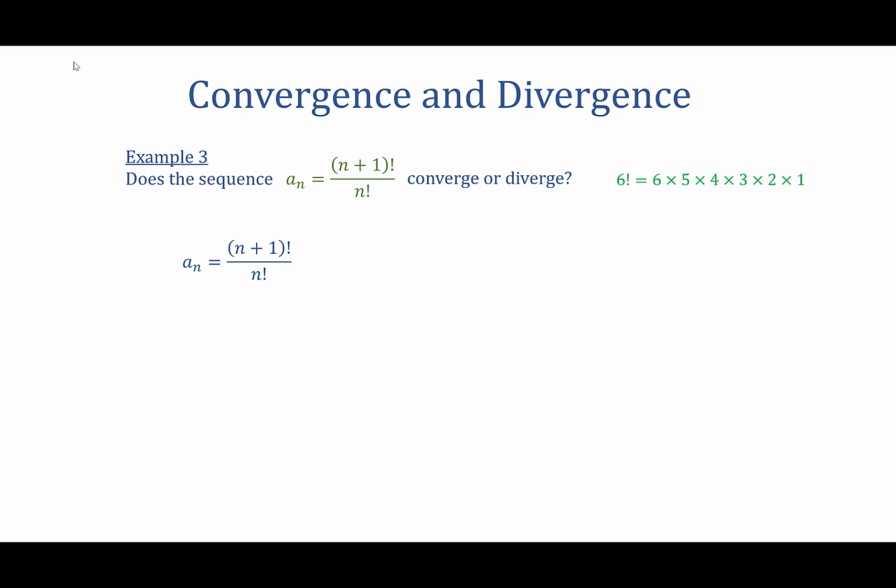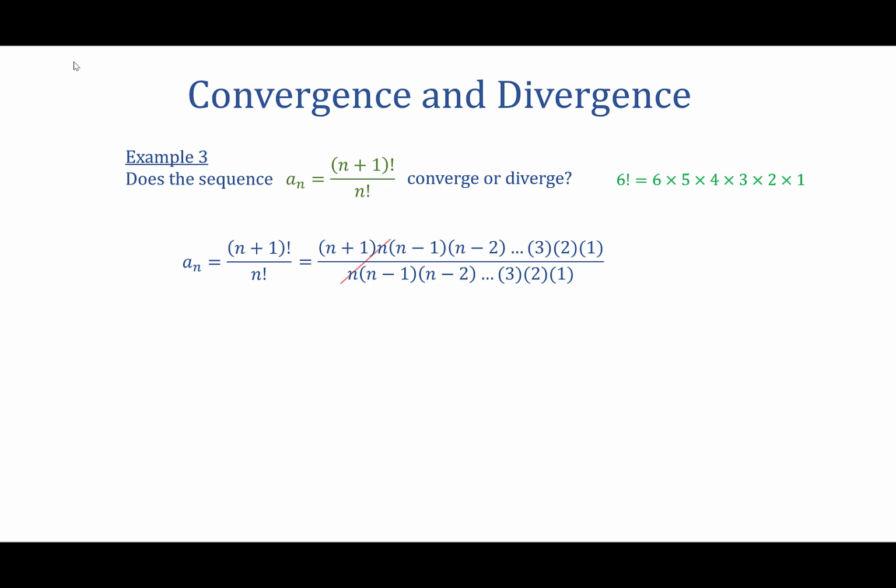Let's see if we can clean up this expression a little bit, because we can't easily take limits involving factorials. If we expand the top, it would be n plus 1 times n times n minus 1, and you just keep subtracting 1 until you get down to 1. Look at the bottom. It's n times n minus 1 times n minus 2, and so on and so on and so on, down to 1.